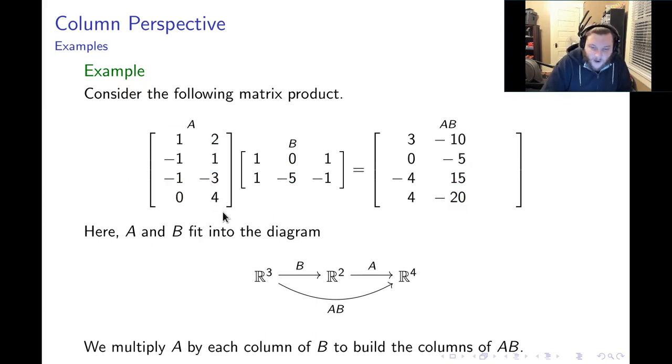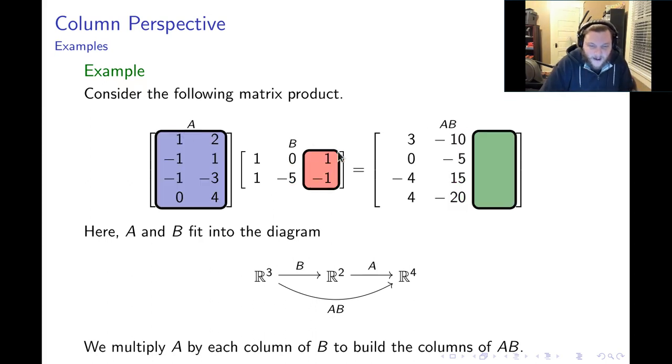What about our last column of A times B? Well, now we're going to take the whole A and multiply by the third column of B. That third column has entries 1 and -1. So really what we're going to do is take the first column of A and subtract the second column of A. So we should end up getting 1 minus 2, which is -1.